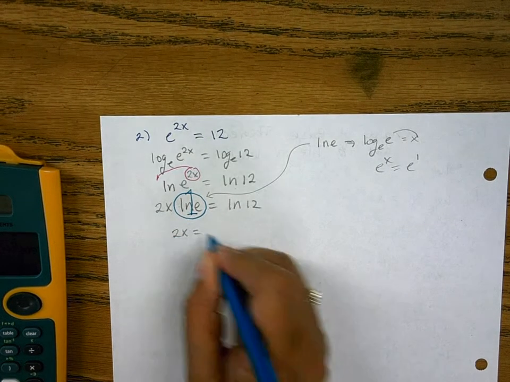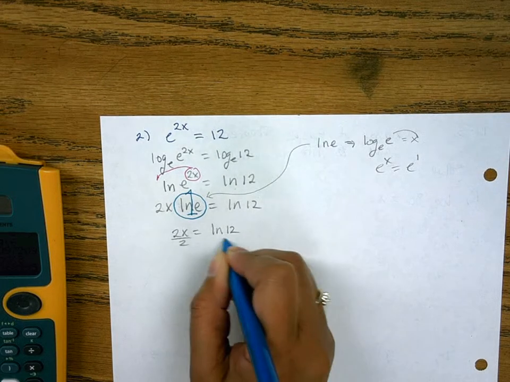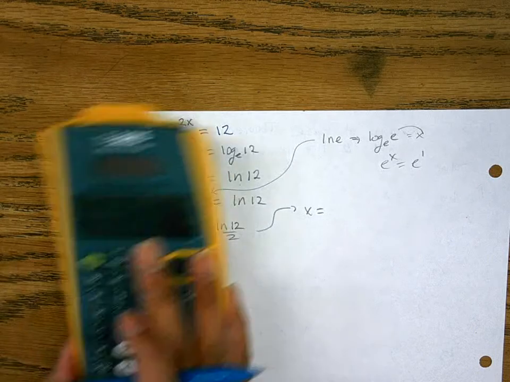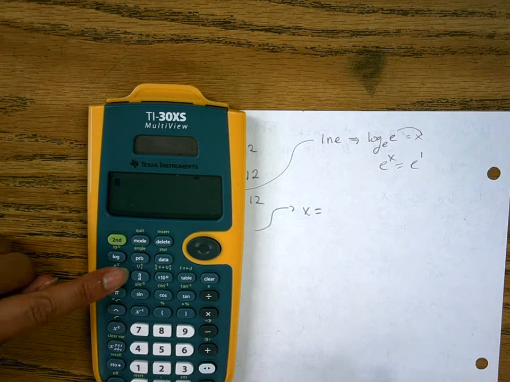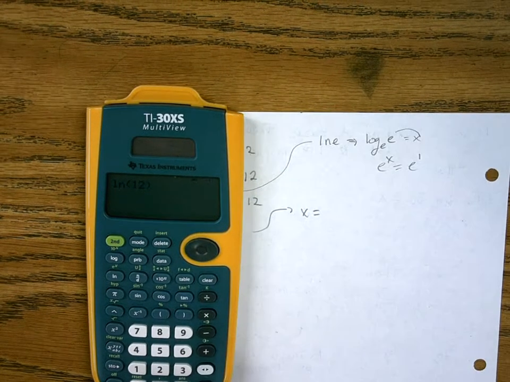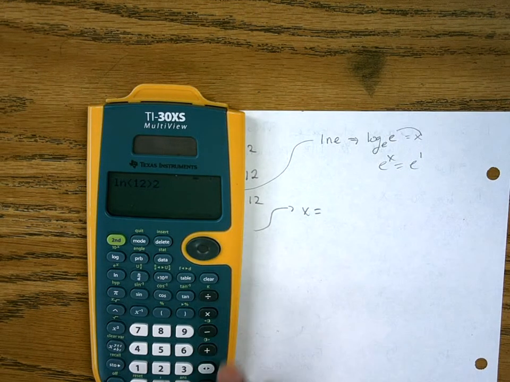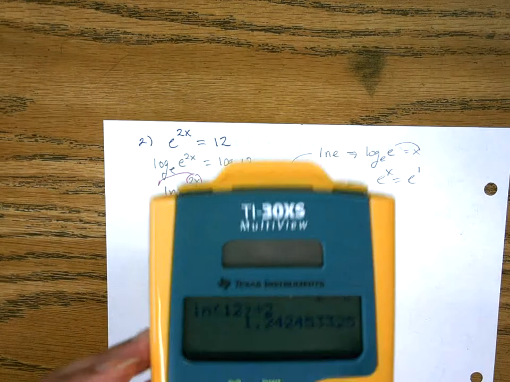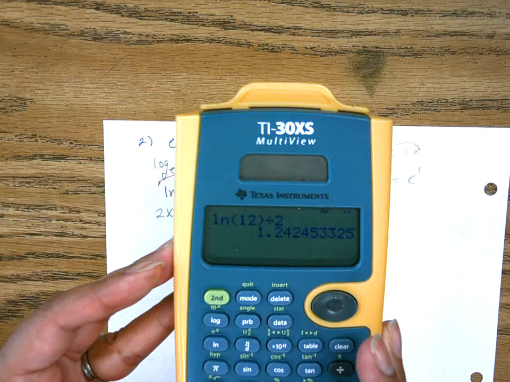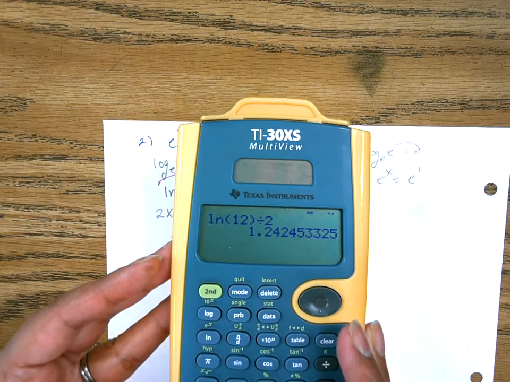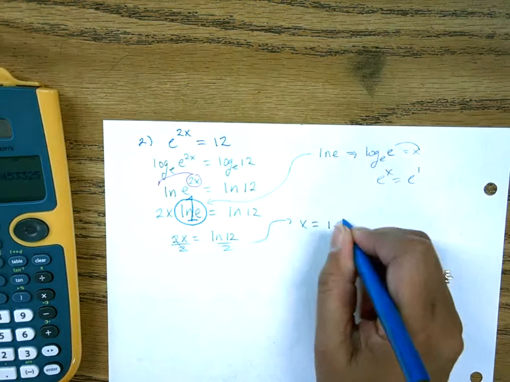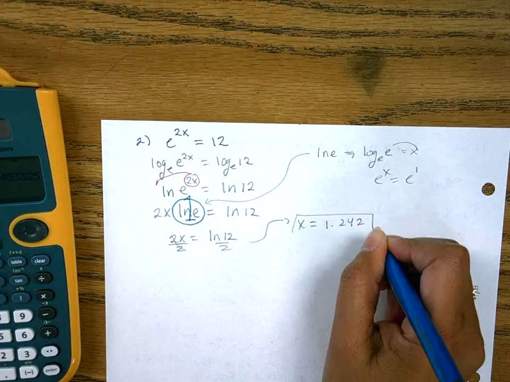All right, so that leaves behind 2x equals ln of 12, divide both sides by 2. x equals, plug in your calculator, you're using your ln key now, ln 12 close parentheses, divide by 2, 1.242. ln of 12 divided by 2, 1.242. All right.